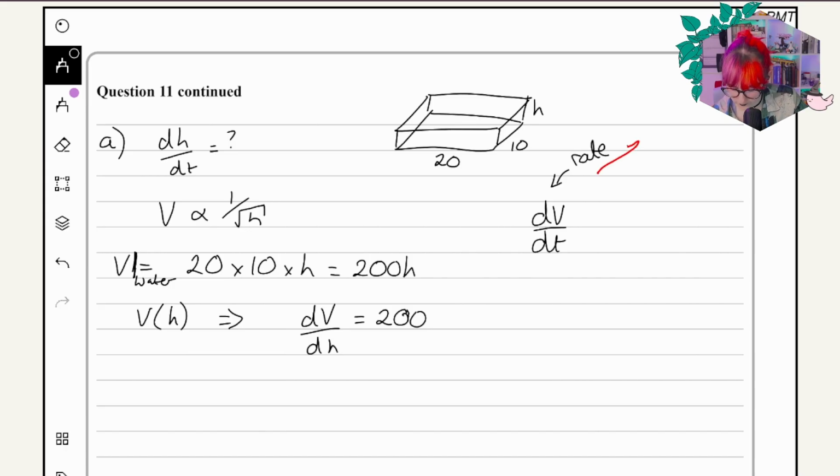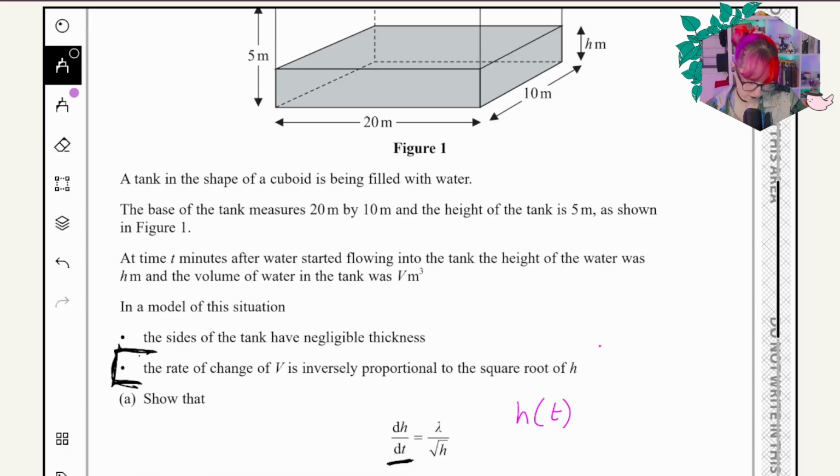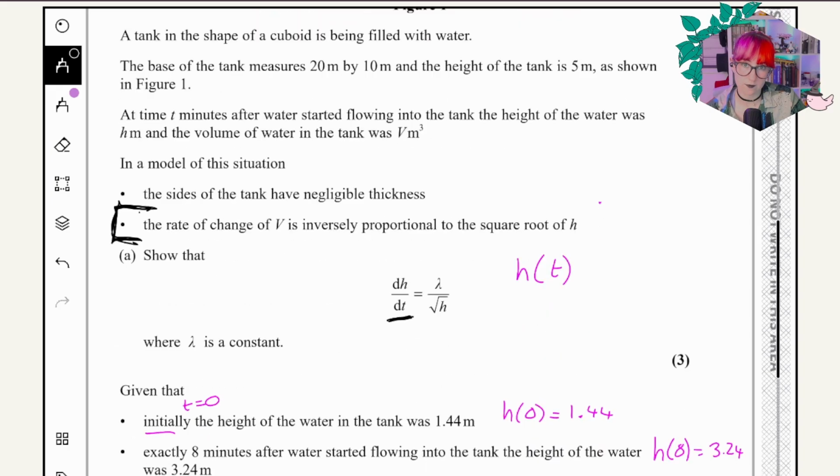The rate of change of v is what we are told is inversely proportional to h, so some constant of proportionality, k over h. So we now have two things. Where do we want to get to? dh dt. Okay.